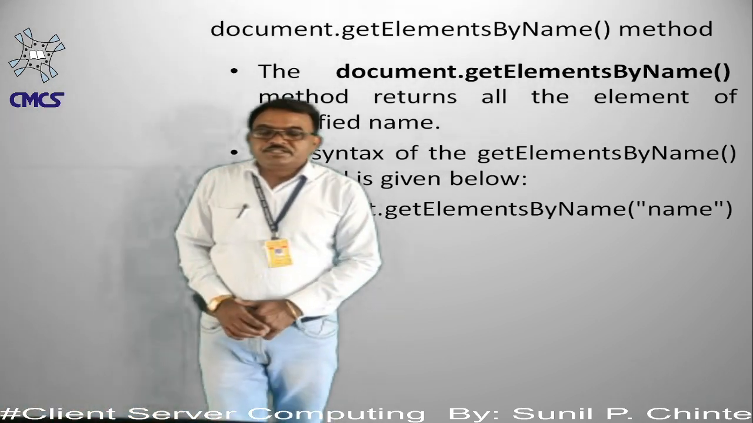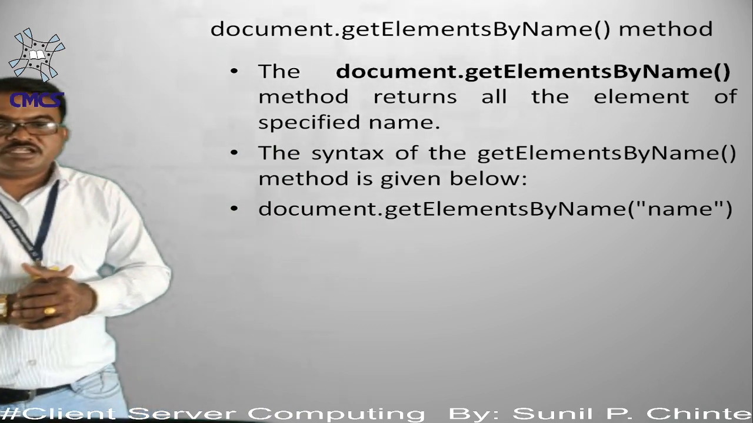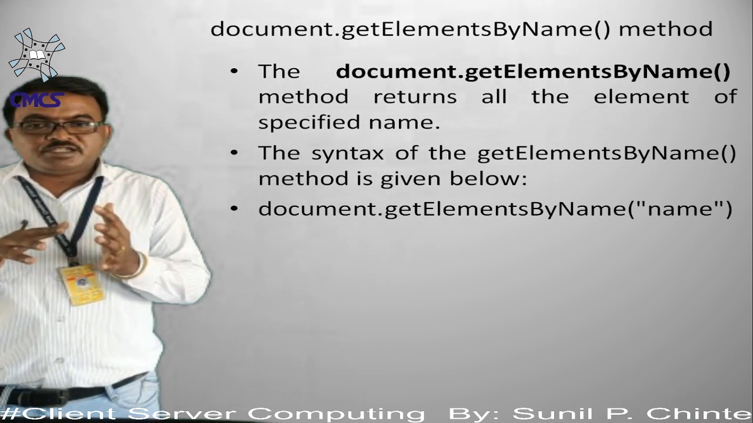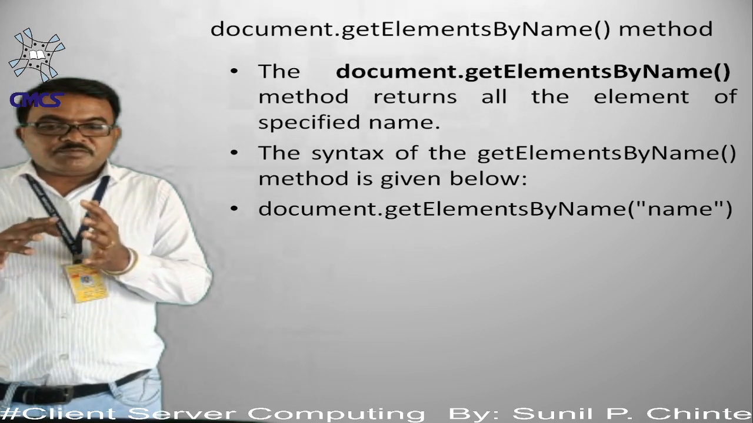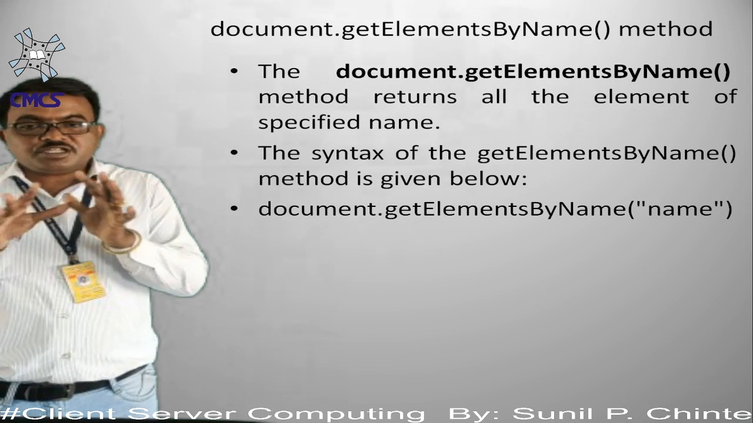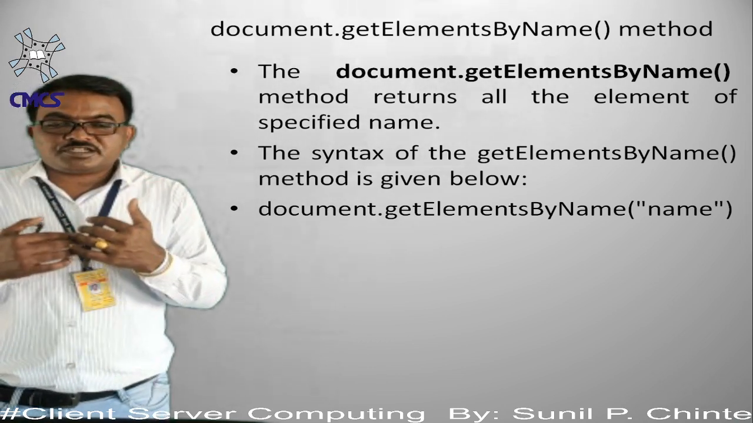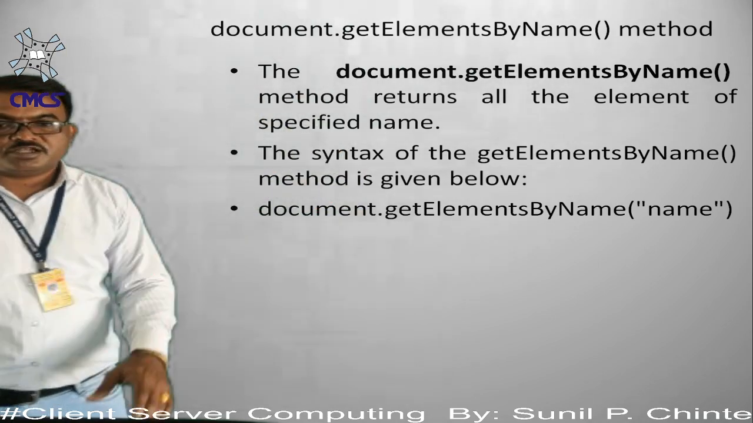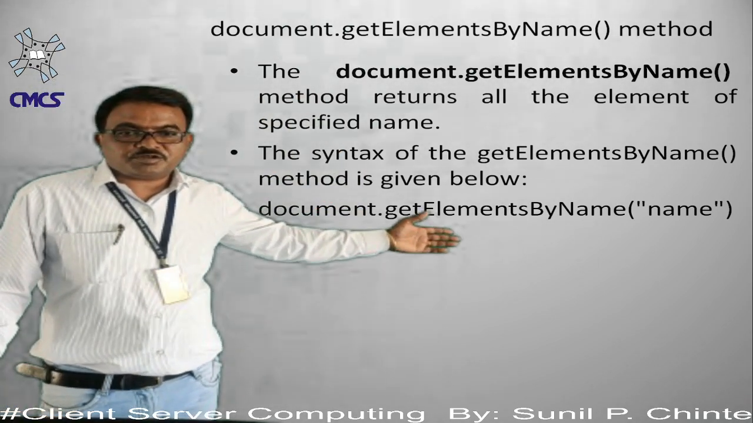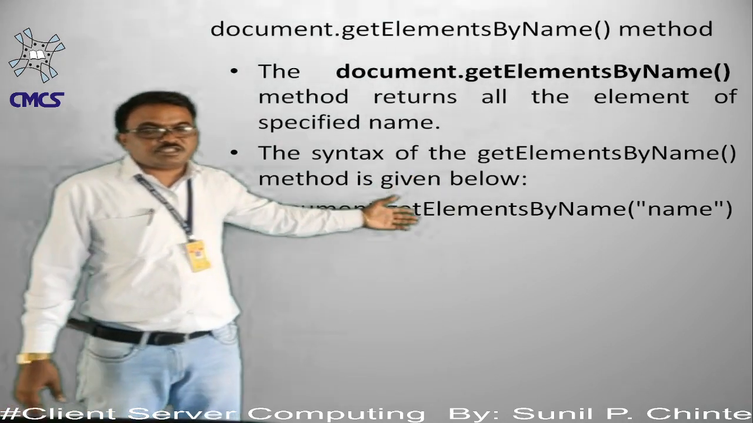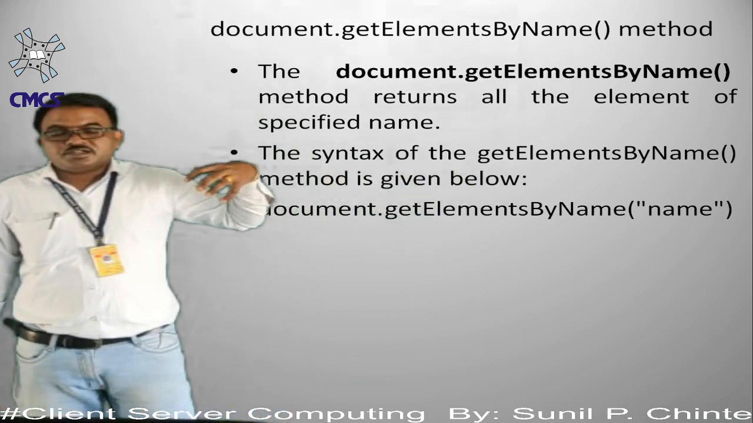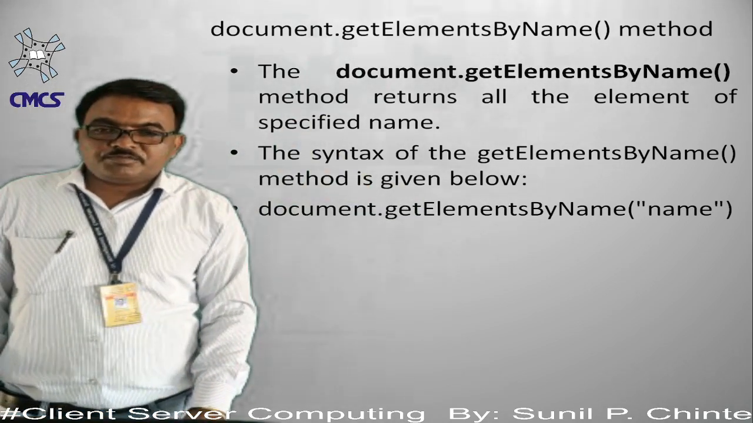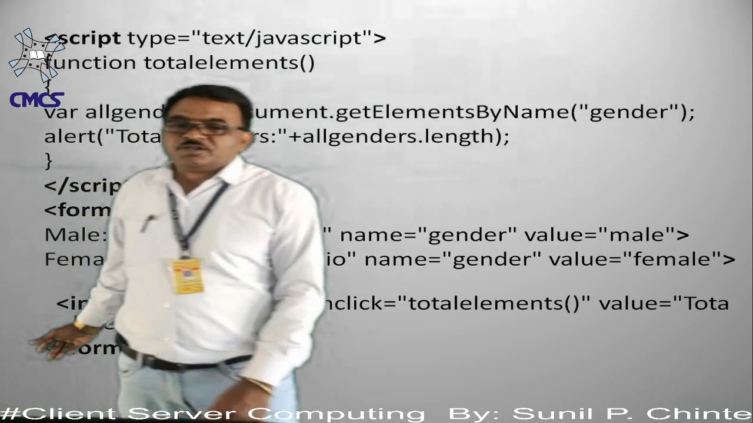Similarly, elements can be accessed by using the getElementsByName method. The document.getElementsByName method returns all the elements specified with that name. The syntax of the getElementsByName method is given below. As I already mentioned, all elements that have been specified with that name will be returned by using the getElementsByName method. This is the demonstration of how it works.